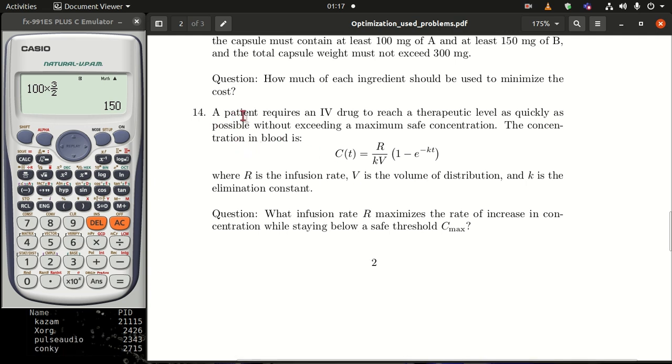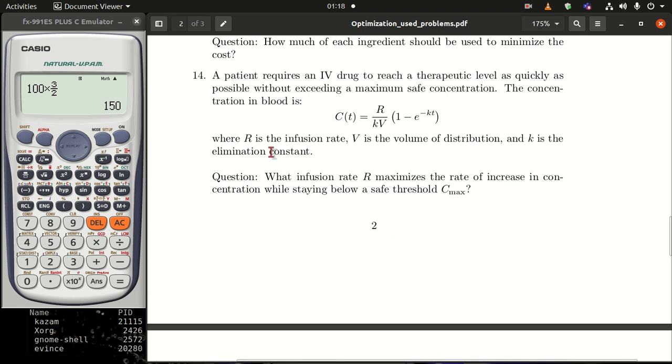14 is saying a patient requires an IV drug to reach a therapeutic level as quickly as possible without exceeding a maximum safe concentration. The concentration in blood is given by this, where R is the infusion rate, V is the volume of distribution, K is the elimination constant. What infusion rate R maximizes the rate of increase in concentration while staying below a safe threshold? So we are having this question here. This one is not that hard, it's straightforward.